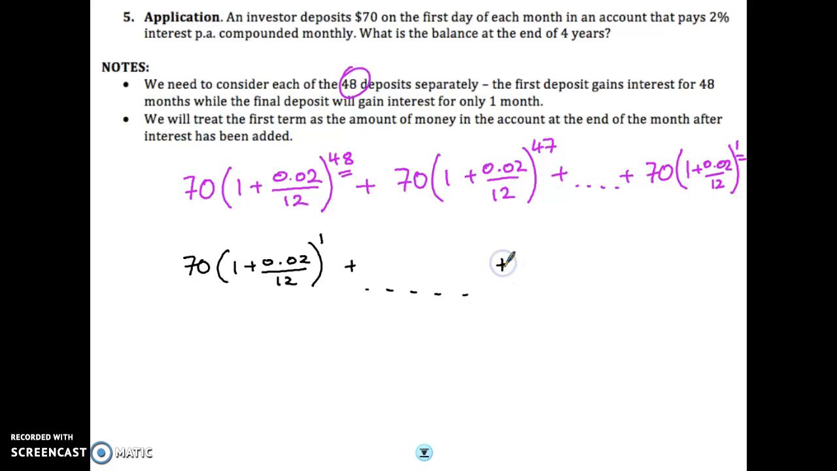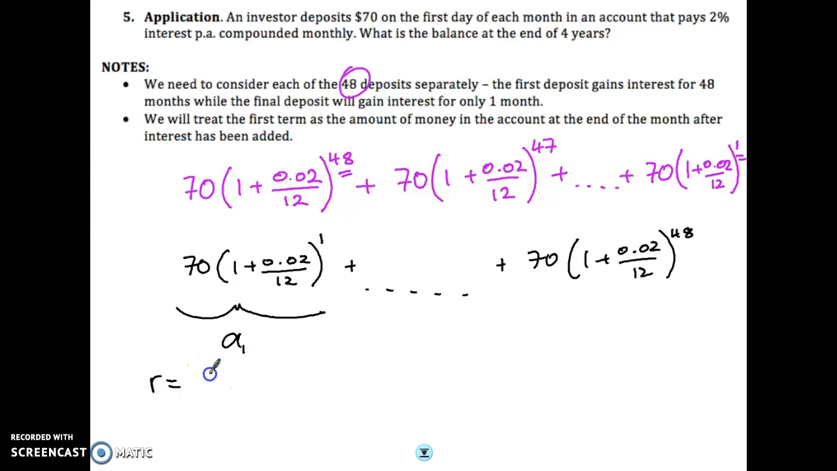The last term is going to be that first initial payment, so 70 times 1 plus 0.02 over 12 raised to the power of 48. This helps me to see that this really is a 1, and my common ratio is simply that interest that I'm gaining each month, and then the number of terms that I have is 48.